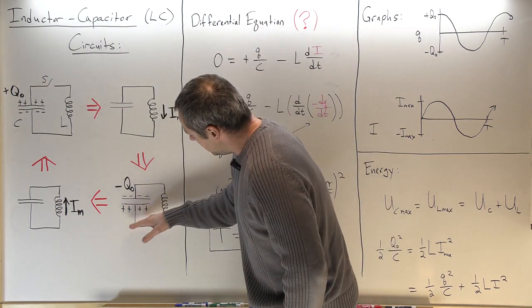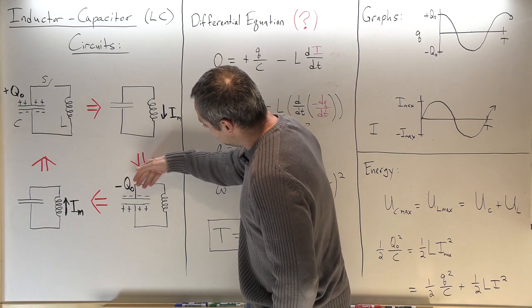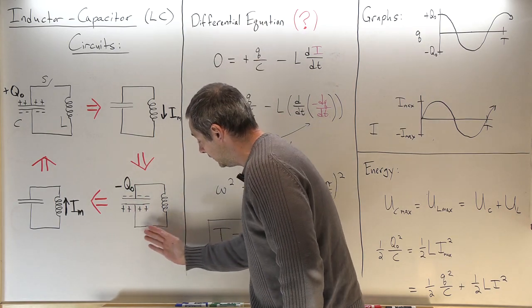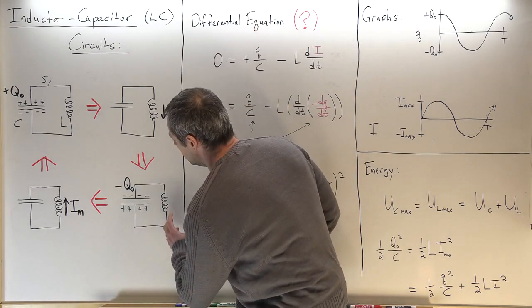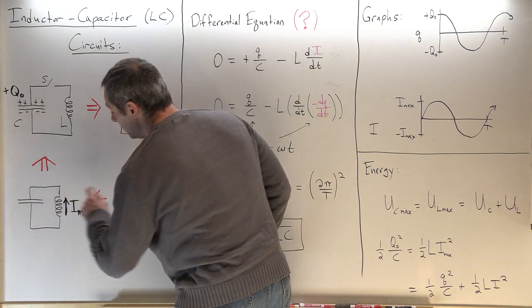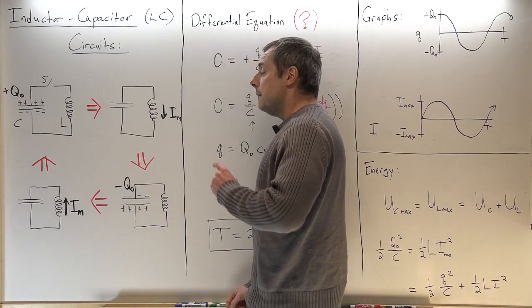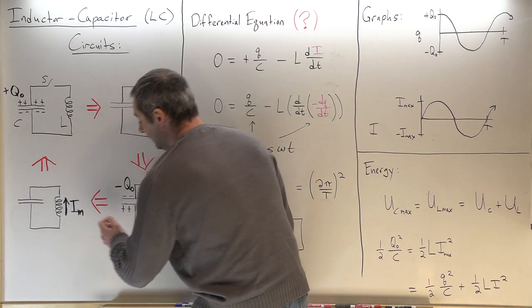Again, the current wants to now go this way. In other words, the electrons want to go in the clockwise direction, with current in the counterclockwise direction, so the capacitor can become neutral again. The current goes through the inductor, and eventually the capacitor plates are neutral again. But again, we have current now in the inductor.